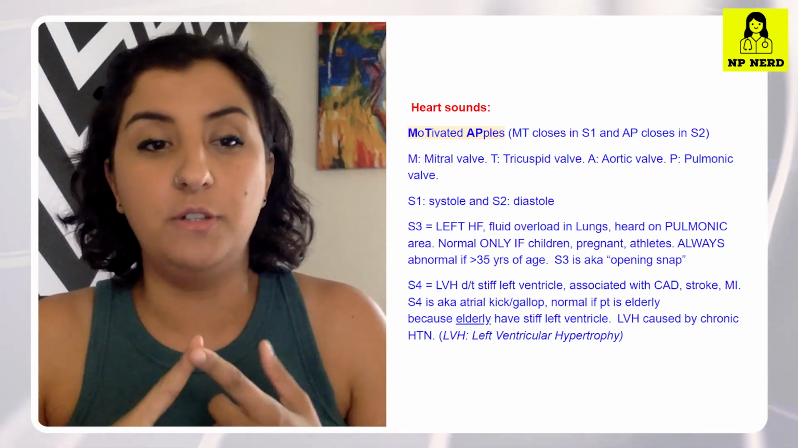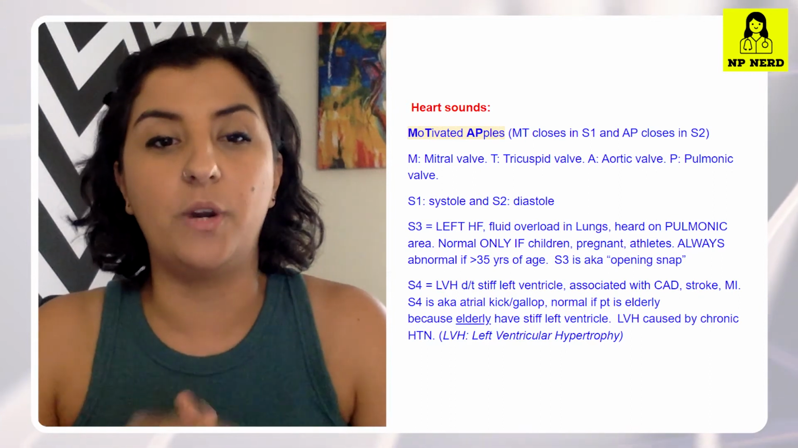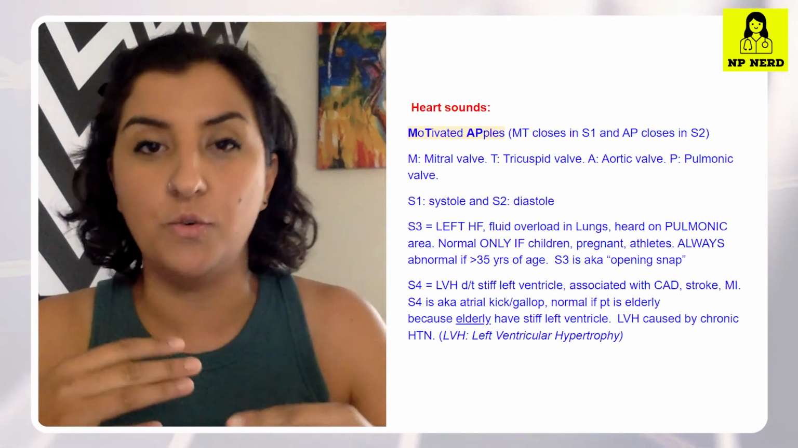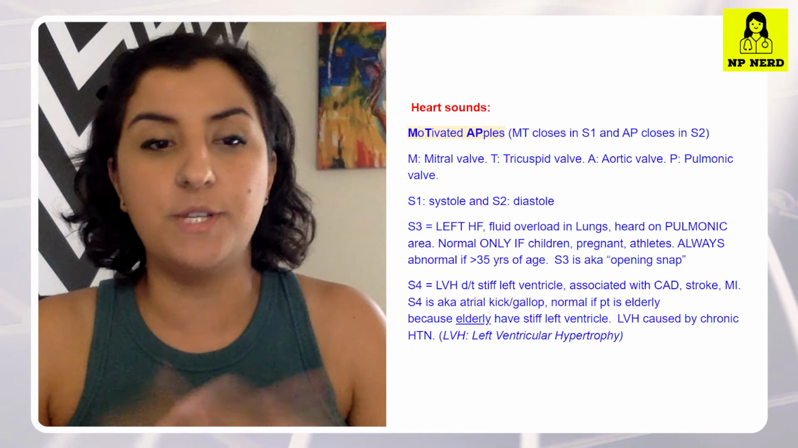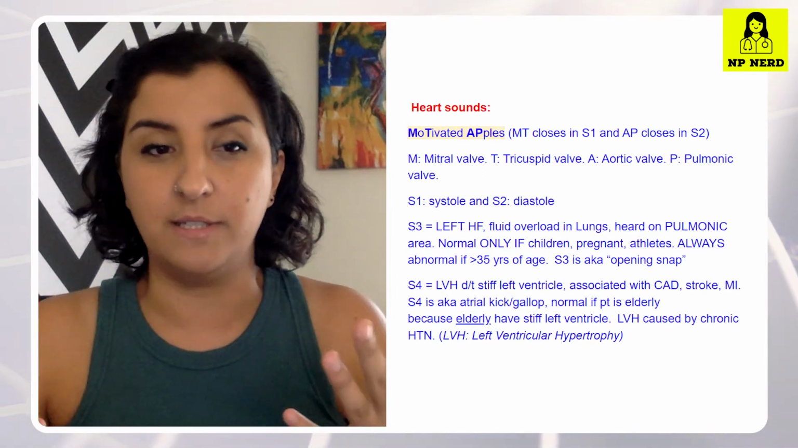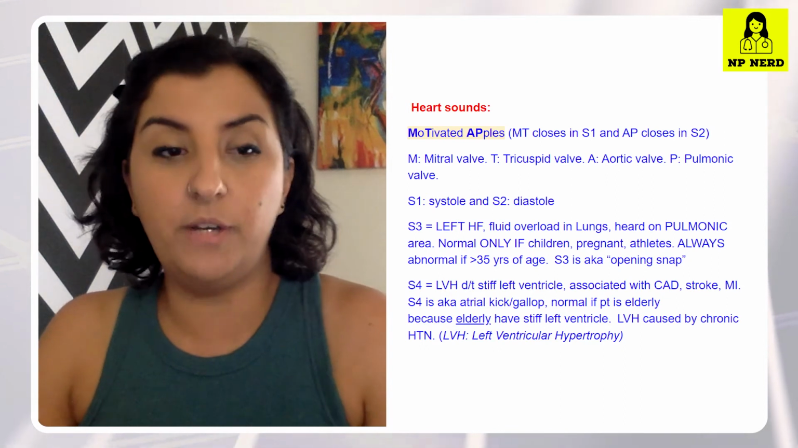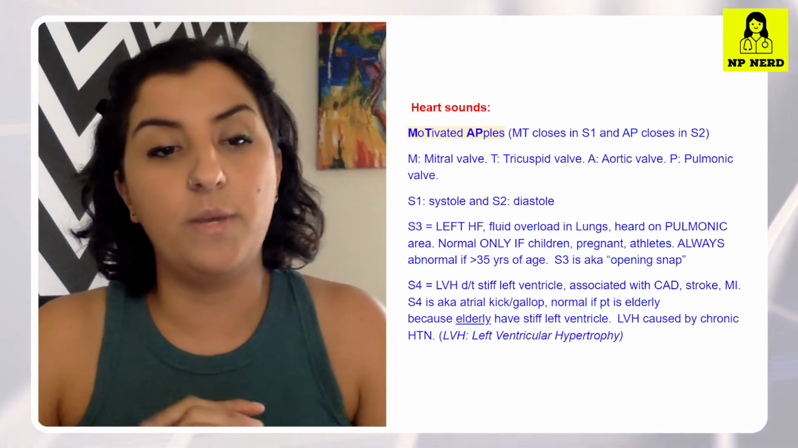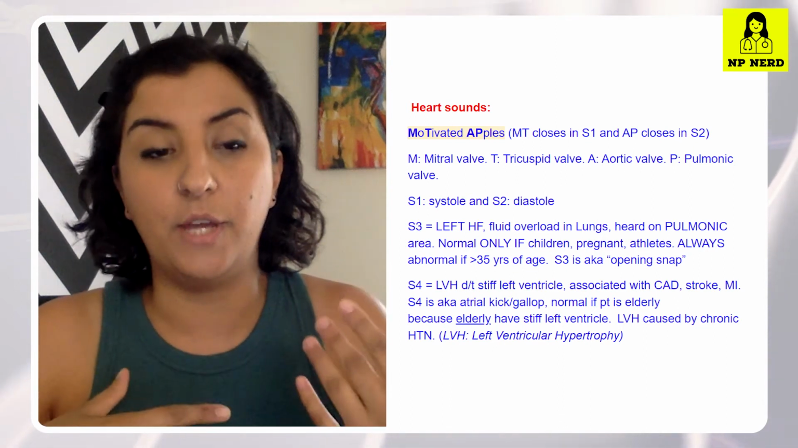MT is your mitral and tricuspid. And AP is your aortic and pulmonic. So here we're trying to remember which valves close at which cycle of the heart. S1 is your systole, S2 is your diastole. S3, you hear when there's left-sided heart failure or when there's fluid overload in the lungs. It's heard in the pulmonic area.